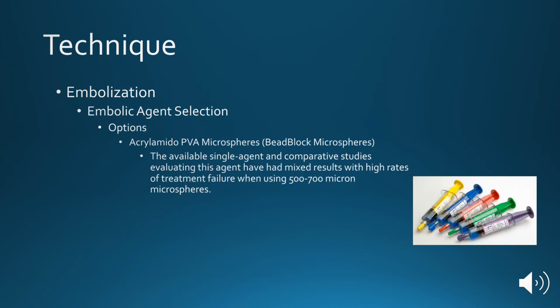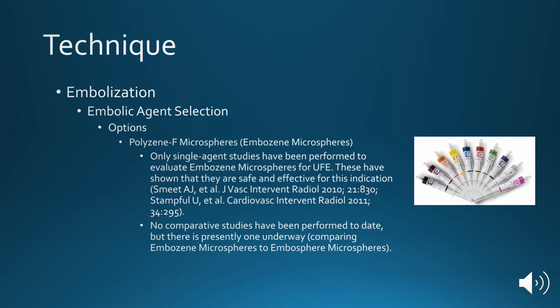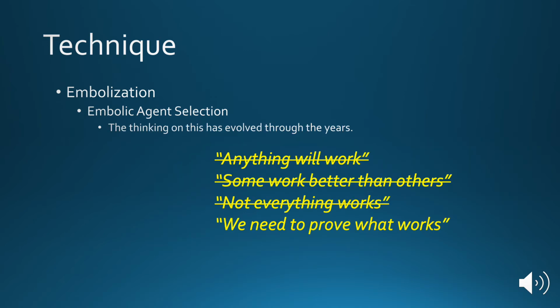When BeadBlock microspheres were released, the available single agent and comparative studies evaluating this agent had mixed results, with high rates of treatment failure when using 500 to 700 micron microspheres. Embozene microspheres are another relatively new agent that was released, and to date, only single agent studies have been performed. These studies have shown that Embozene is safe and effective for this indication, but no comparative studies have been completed to date. In other words, we actually need to prove what works.